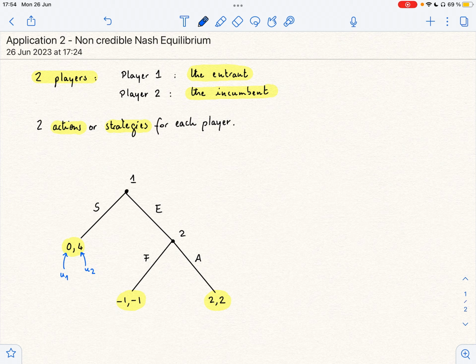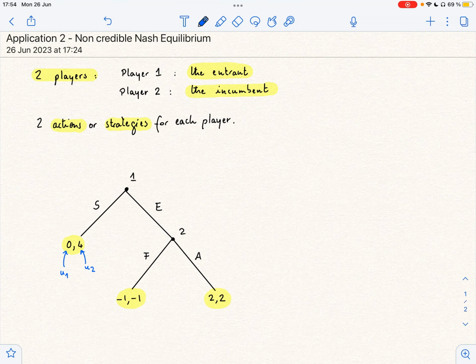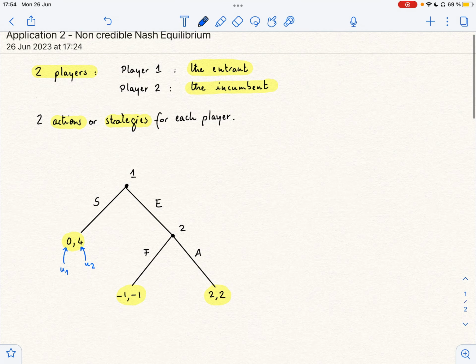So here, what does this mean? This means that if player one stays out of the market, player one is going to enjoy a payoff of 0, while player two is going to be able to accaparate all the rent of the market. And this is going to be 4. So player 2 gets a payoff of 4.